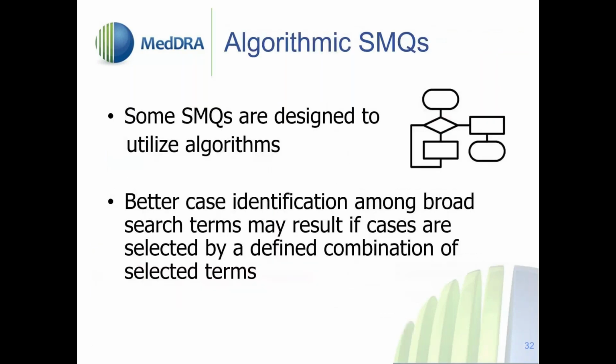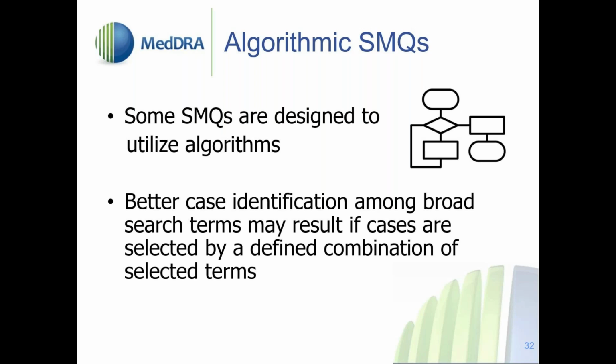Another characteristic is algorithmic SMQs. Algorithmic SMQs really are helpful in types of medical conditions where the broad examples of terms are just all over the place. So the algorithm provides for a combination of terms that when you retrieve them for the same case, then they're more likely to identify a case of interest than using isolated broad search terms. So for an algorithmic SMQ to be successful, it requires you to identify on a patient level or a case ID level.